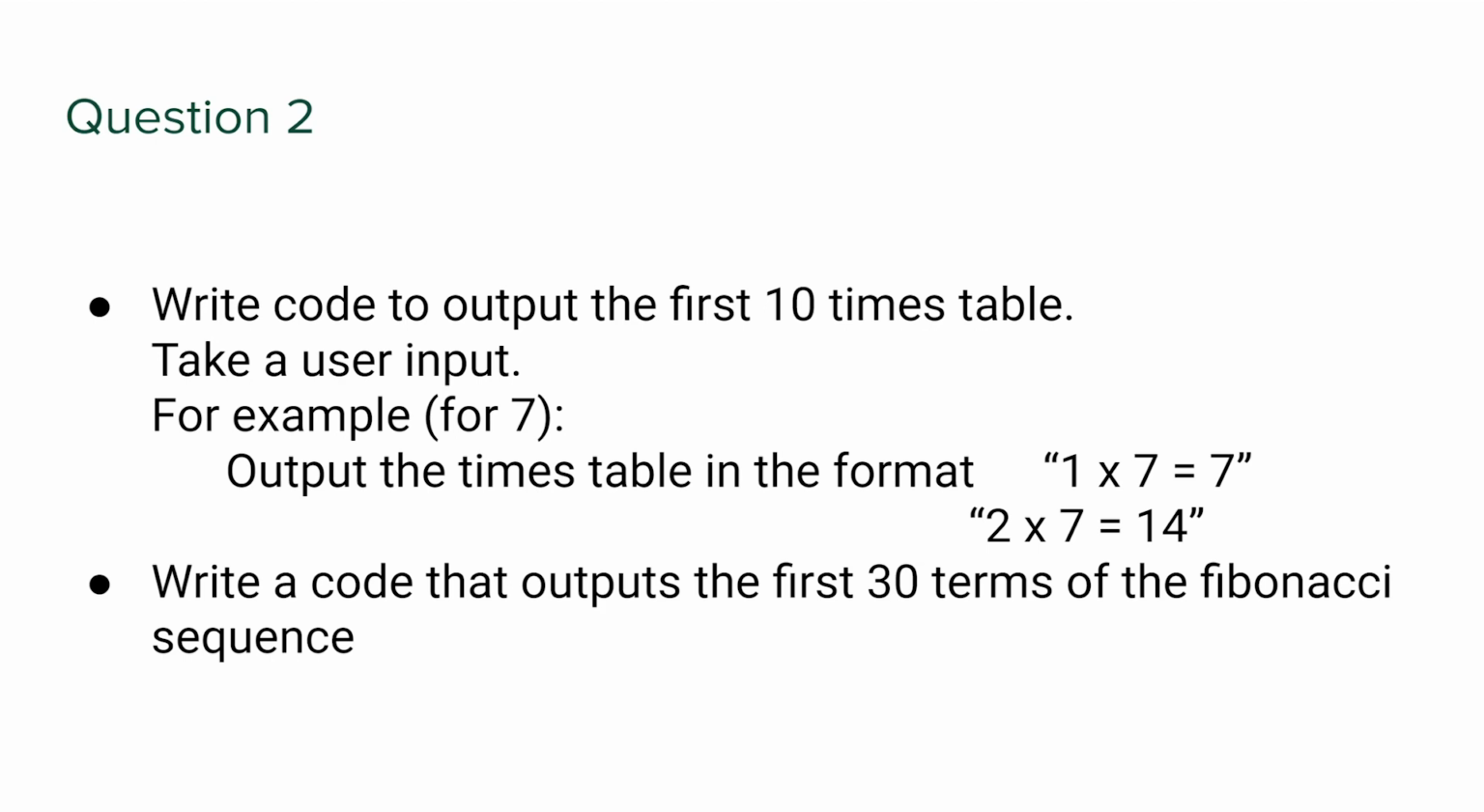So write code to output the first 10 times table, take user input, and so on and so forth. This requires a user input, and then either a for loop or a while loop, depending on how you approach the problem. An interesting problem that I included is: write code that outputs the first 30 terms of the Fibonacci sequence. The Fibonacci sequence, to recap, is 1, 1, 2, 3, 5, so on and so forth, whereby after 1 and 1, for the third term onwards, you're adding the previous 2 terms' values to get the next term.